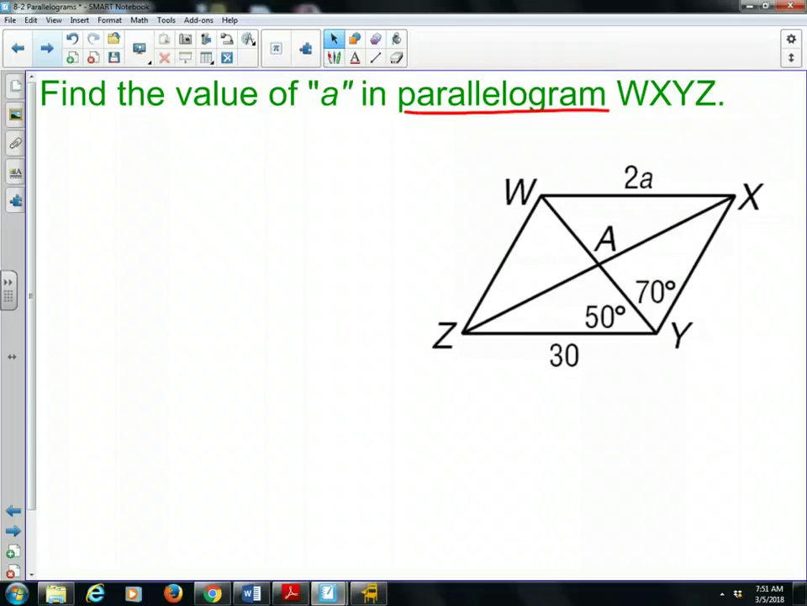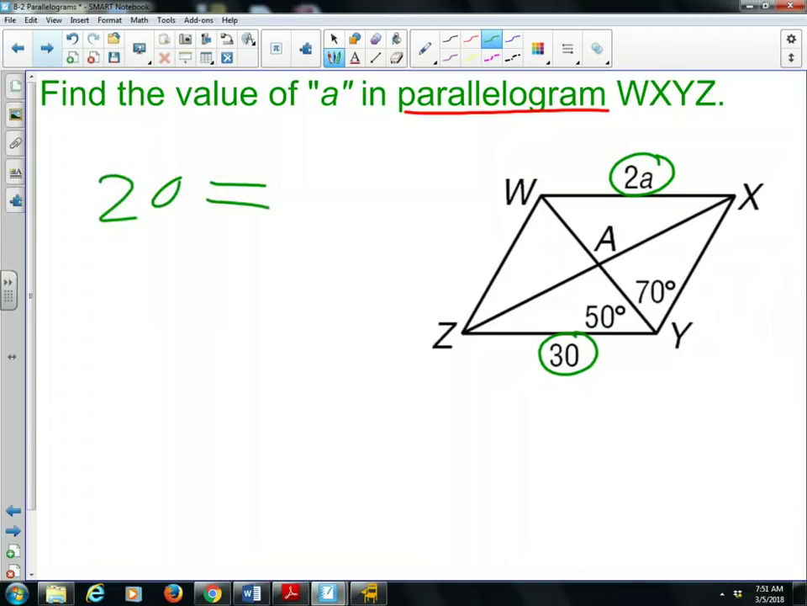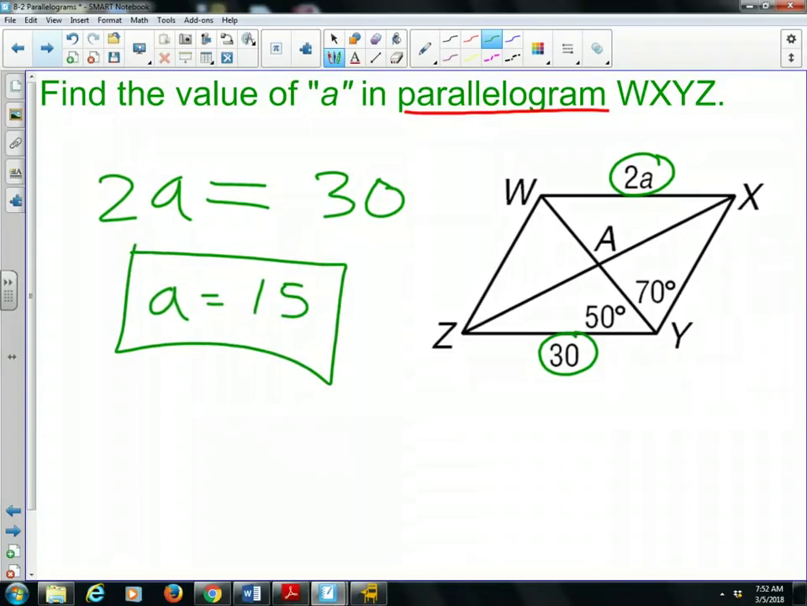So if I want to find the value of A, right now there's 2A for WX, and this one right here is 30. What can you say about WX and ZY? Well, opposite sides are congruent. So in algebra, we would say that they are equal. So 2A, that side length, is the exact same length as ZY, which is 30. So 2A equals 30. Divide both sides by 2, so A equals 15. And there we have that one.